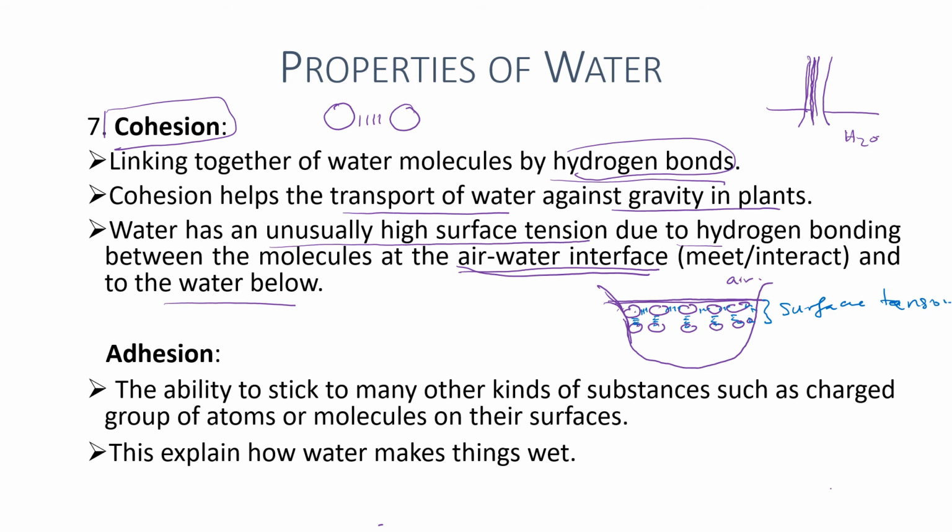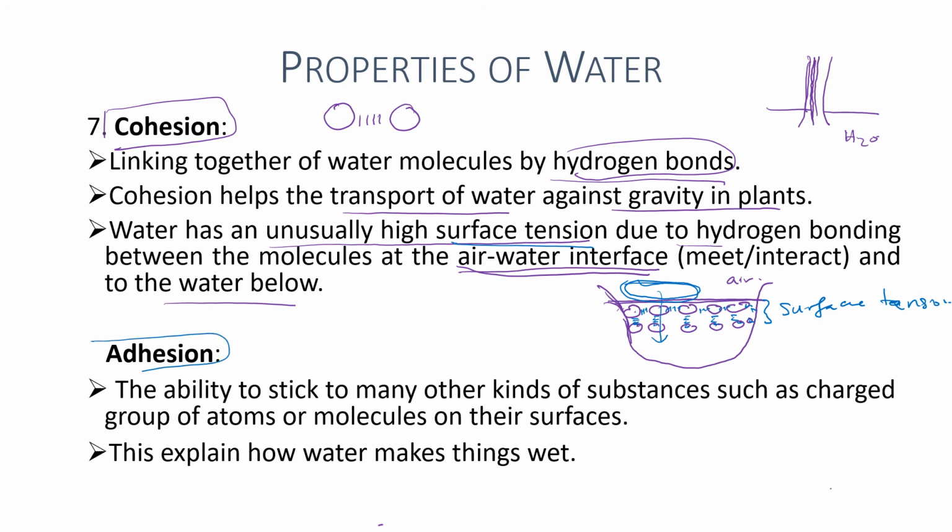if a feather was to be dropped on the surface of this water, the feather will be floating on the surface of the water due to the surface tension, and the feather will not sink to the bottom. Another example where you can see surface tension is when you can observe insects that can walk on the surface of water in a river, for example.